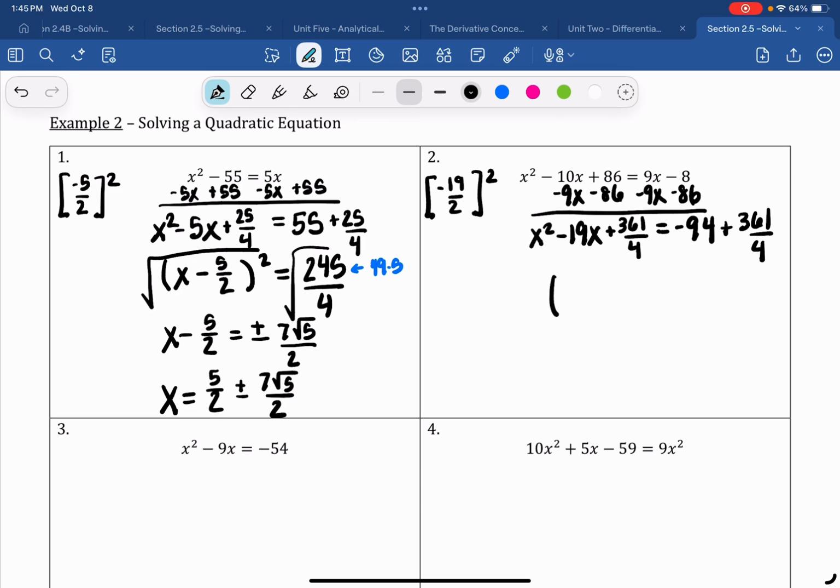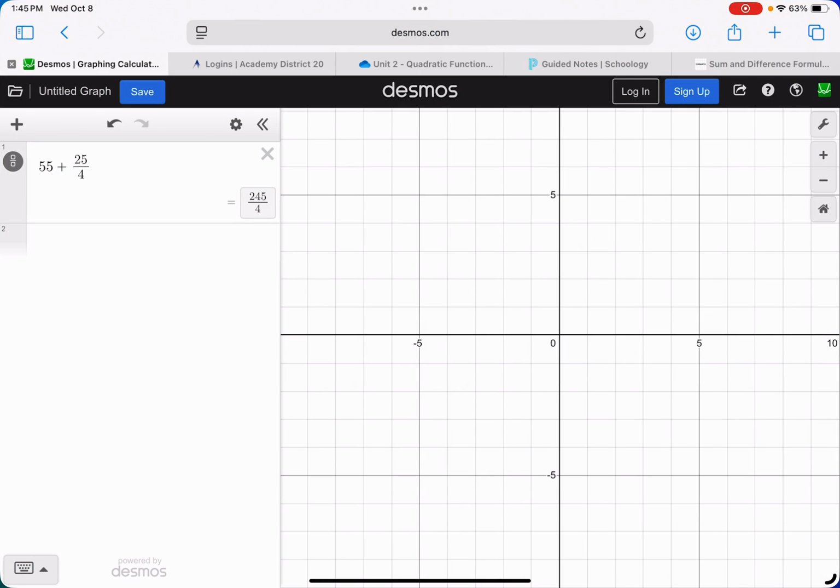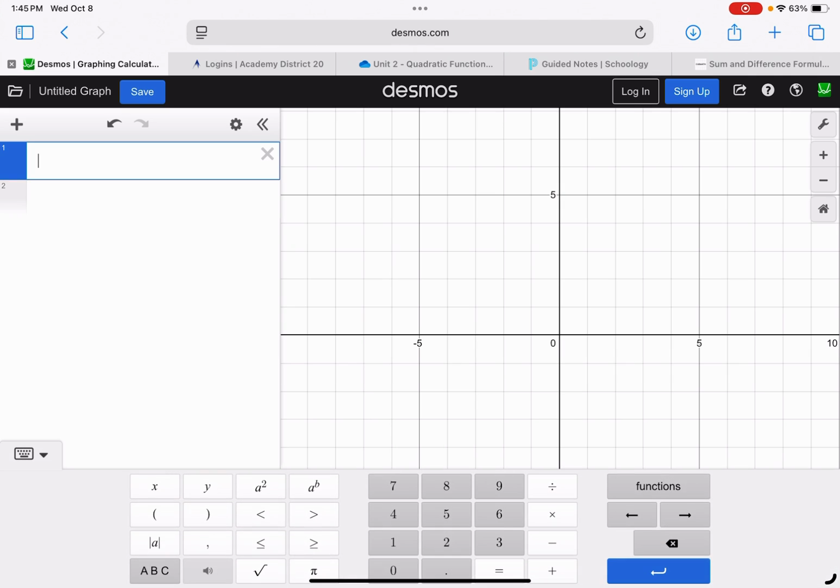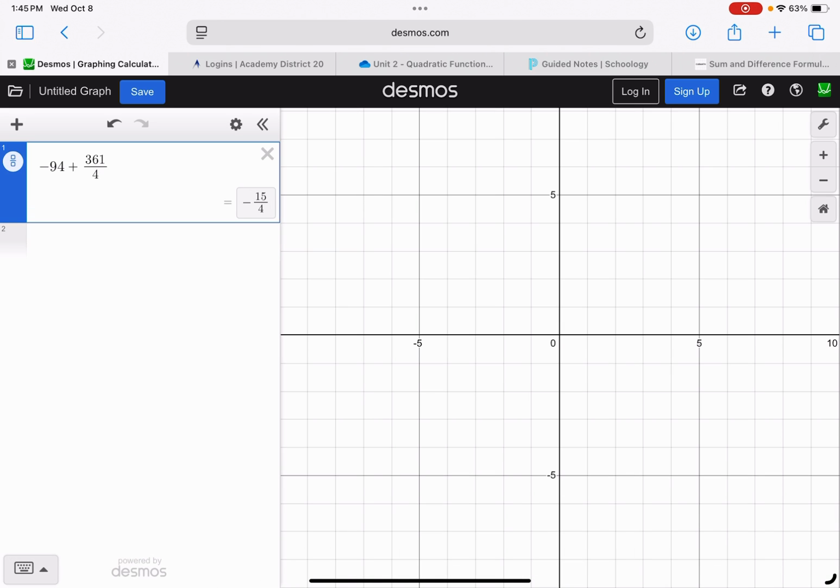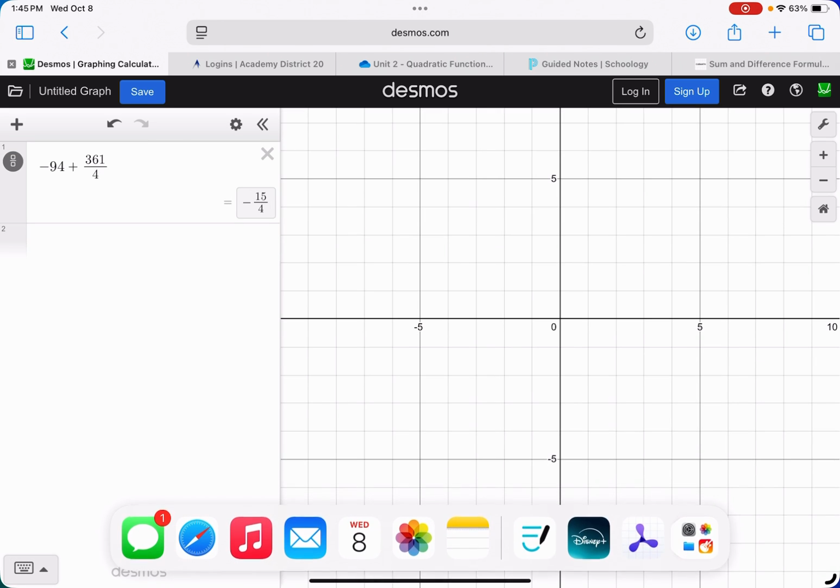Then we factor. This is going to factor to x minus 19 over 2 squared. And then again, Desmos is going to be very helpful. Negative 94 plus 361 over 4. We're definitely going to go to our calculators for that. So in our calculator, negative 94. On Desmos, you just use the minus sign for negative, and then plus 361 divided by 4. And then you're pressing this little fraction button, get negative 15 over 4.